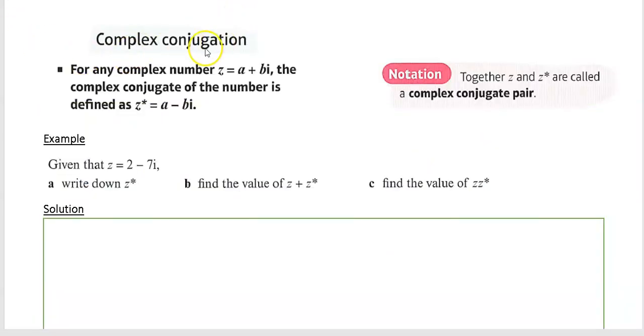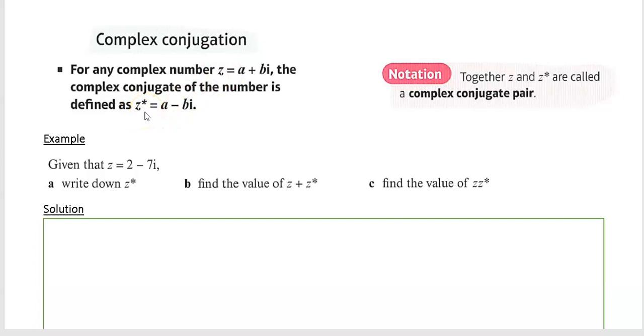Okay, complex conjugate. We're going to see why it's very important for complex numbers in many ways, but we're going to see one way very soon. For any complex number z, which is equal to a plus bi, the complex conjugate of the number is z with a wee star, and then a minus bi. So basically, you change the sign of this second thing, and that's it. Together, z and z star would be called a complex conjugate pair.